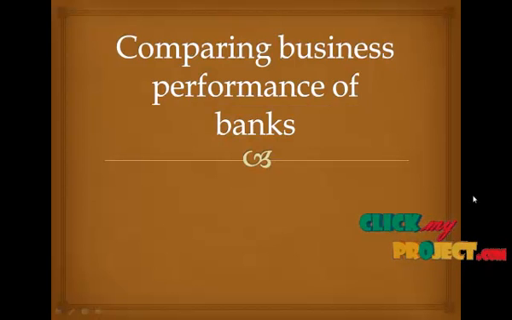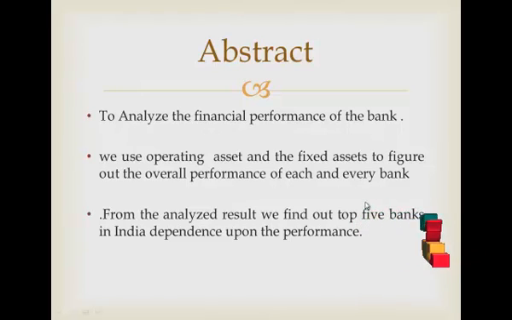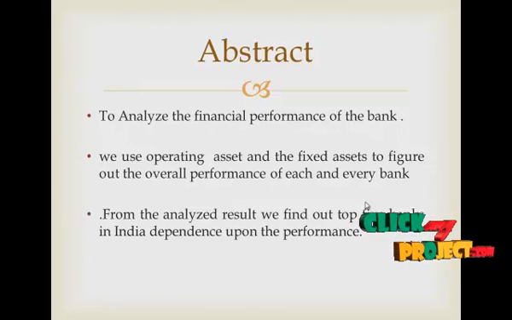Now I am going to explain my project, comparing business performance of banks. Abstract. To analyze the financial performance of banks, we use operating assets and fixed assets to figure out the overall performance of every bank. In our process, we apply it to 5 banks, calculating the loan type, amount, and transaction type. All the information is collected, including the bank property, and we compare the banks.